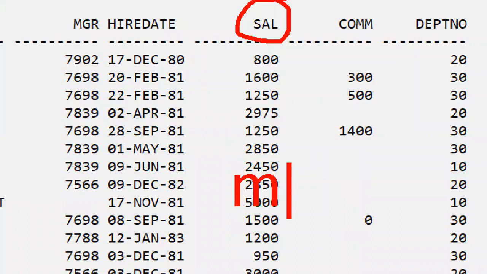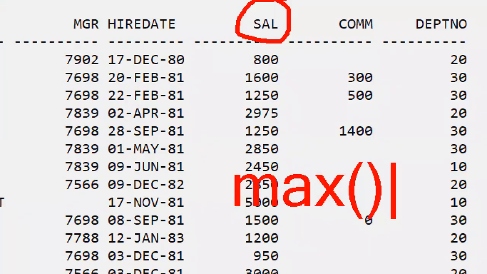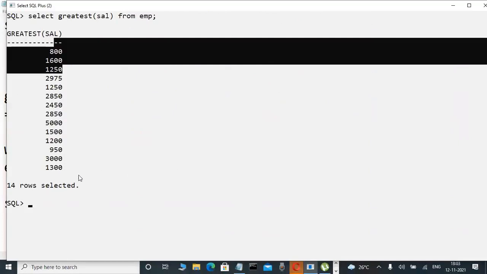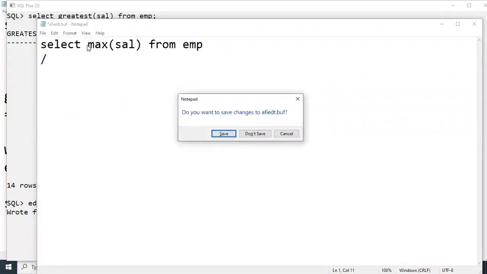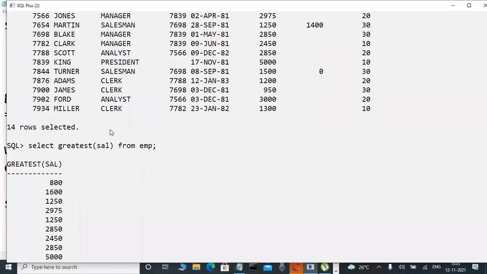Do you already have an idea about group functions? For a single column, where you want the greatest value, meaning the max value, we use the max function. Max is a group function, already covered in previous classes. If you pass a single column and want the maximum value, then we use the max function. But where we use greatest is a different situation, with more than one column. Here, in place of greatest, we use max, and max gives 5000, the maximum value.